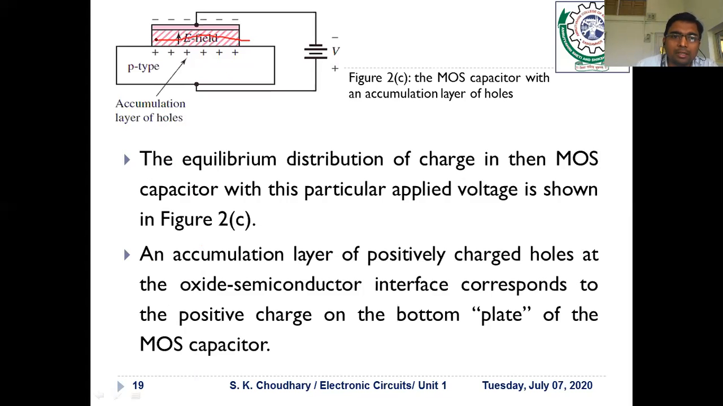This is the boundary here, where you can see the accumulation of the holes, or positive charge carriers. This process is called the accumulation of holes.